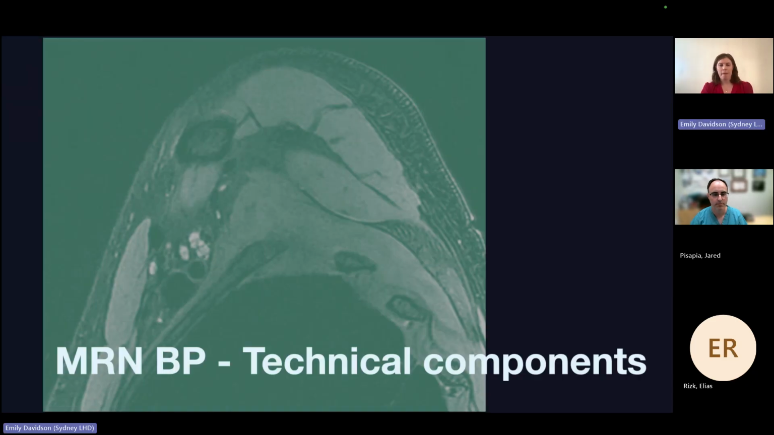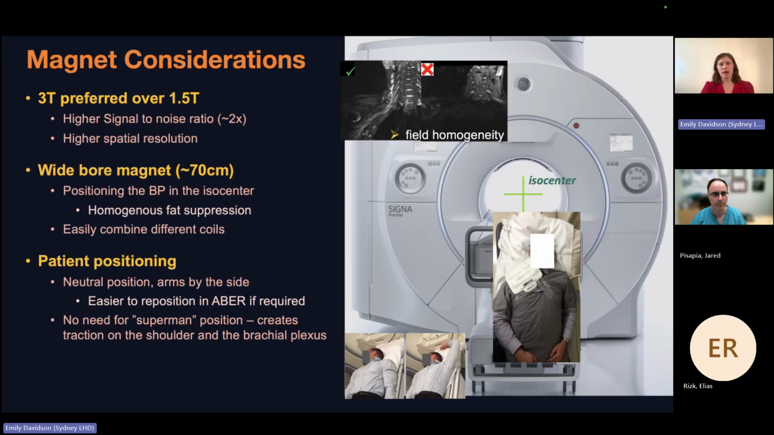Now, I wanted to go through just the basics of MR neurography or MRI of the brachial plexus and some of the technical components. So we always get asked, well, what magnet do we want to use? The strength of the magnet really matters when we're doing MR neurography, because we want to generate as much signal as we can, and signal is generated by a higher Tesla field strength. And by having a high strength and high amount of signal, we can get really good spatial resolution. And spatial resolution is the key for doing nerve imaging. We also like to do these with a wide bore magnet.